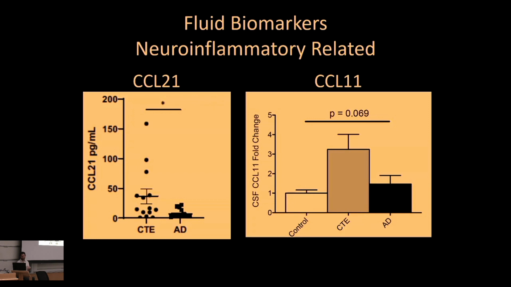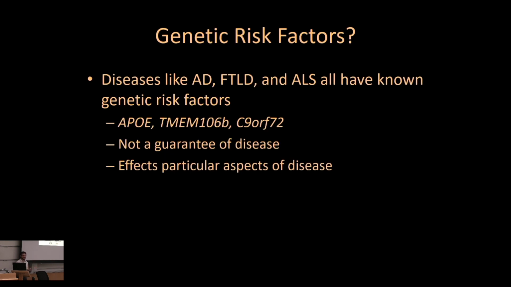We can do other things like CCL11, which is another inflammatory biomarker. It's high in CTE but not AD. So we're using inflammation to find biomarkers too because it's so complex. And the last thing I'll talk about briefly is genetics. Just because somebody plays sports doesn't mean they're going to get CTE, right? It's a risk factor. All these other diseases like Alzheimer's, FTD, they all have risk factors that make you more likely to get them, and genetics are a big part of that. What about CTE?